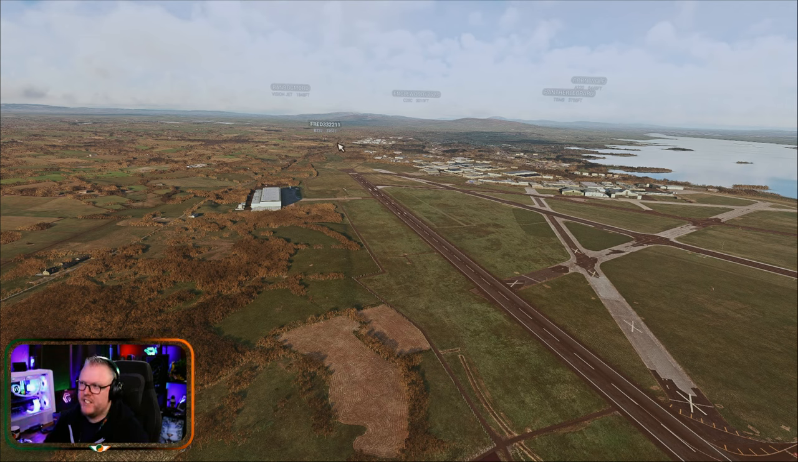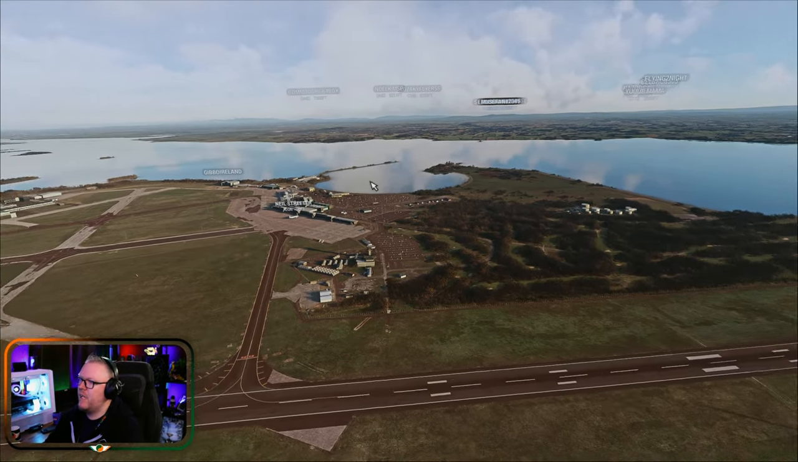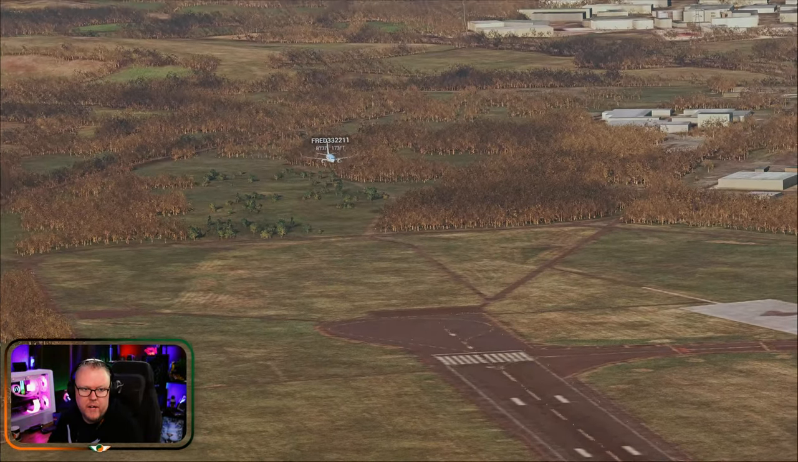Just give him a little bit of a chance here. We have the 737 coming in, he's doing a great job. So far, so good, lads. Just be careful of your spacing. Otherwise, someone's going to get a go-around, right?